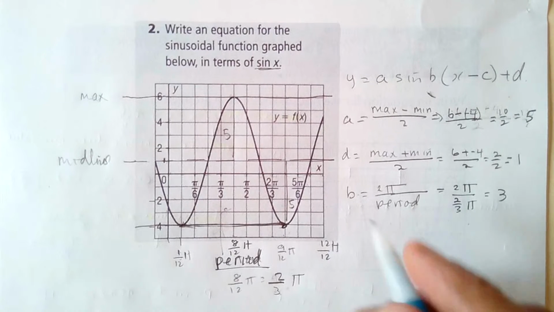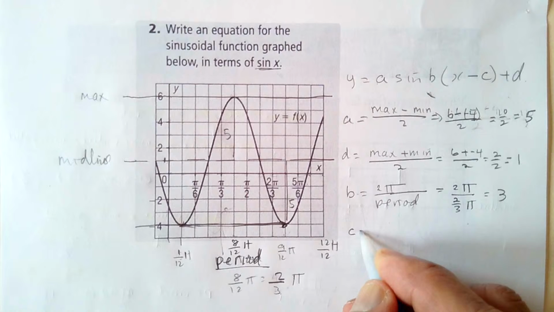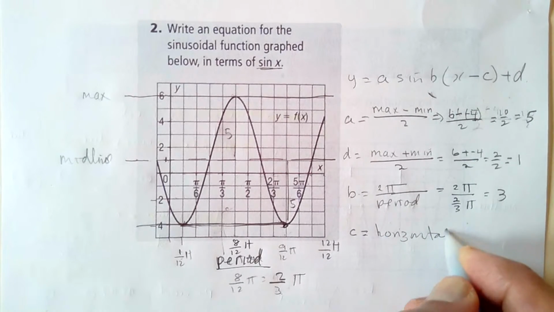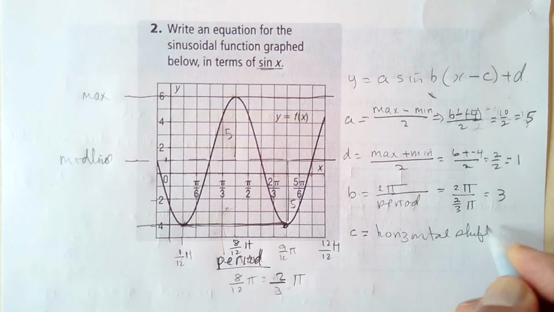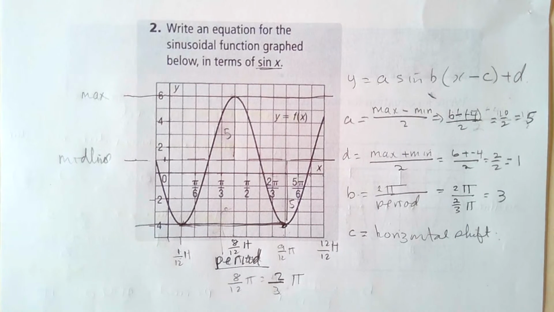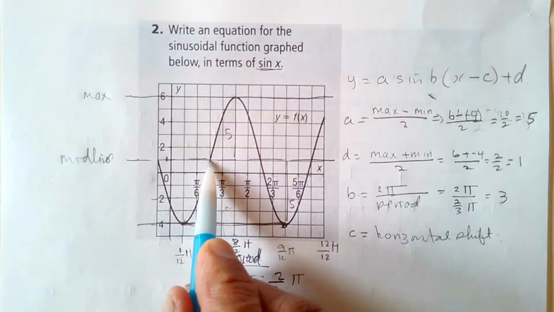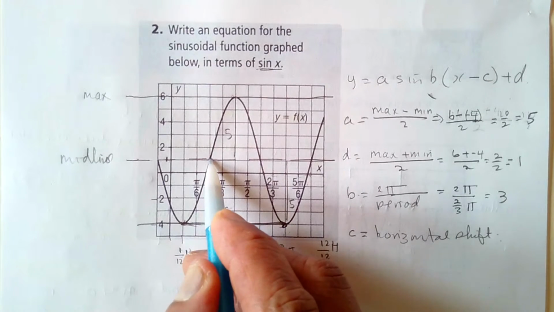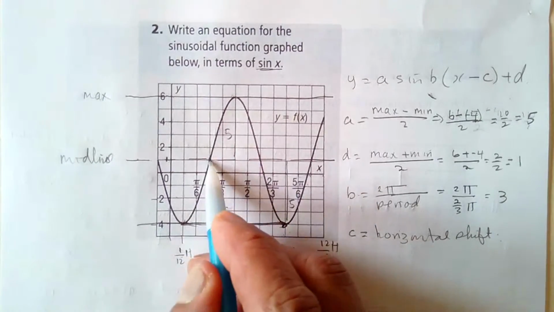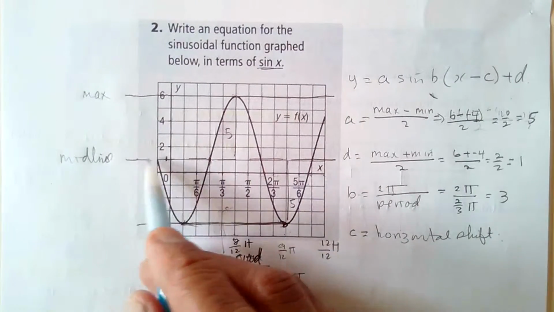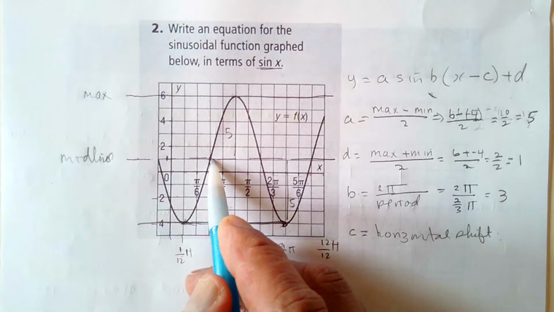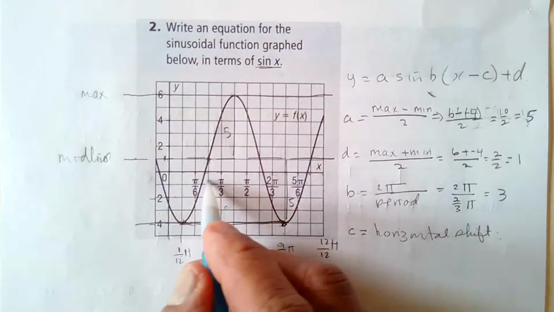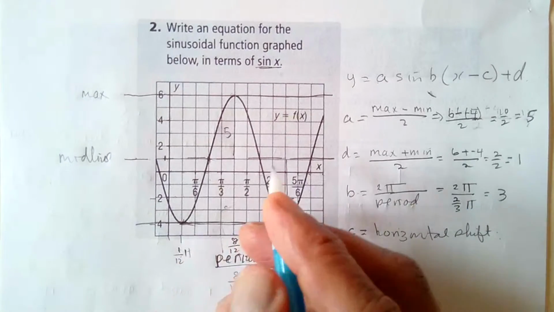The last thing we want to do now is to find C, which is our horizontal shift, or phase shift. Now we have to look back to our midline here, and we look at the sine function. It starts from here, or you can start from here. I'm using the first one. We can't read the one on the left side, so we're going to go with it. Now this is going to give us a phase shift of a quarter pi.